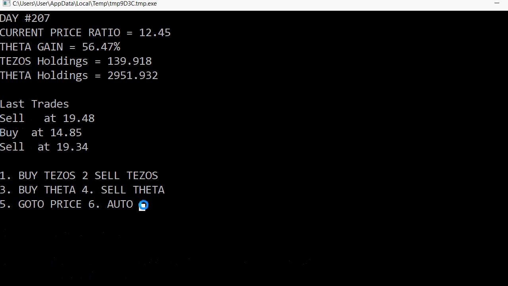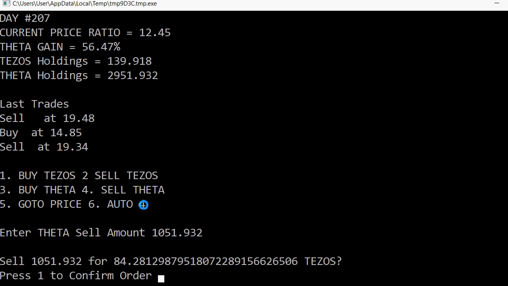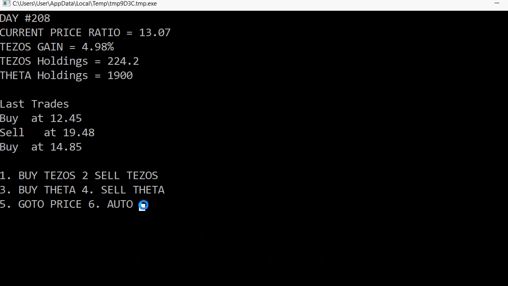And now Theta gains 56%. So let's maybe do 1,051. Bring it back down to what would be 1,900. And now Tezos gain. So I could do that 1,000 buyback again. Maybe do like 1,100 even. So I got 3,000 Theta, 156 Tezos.